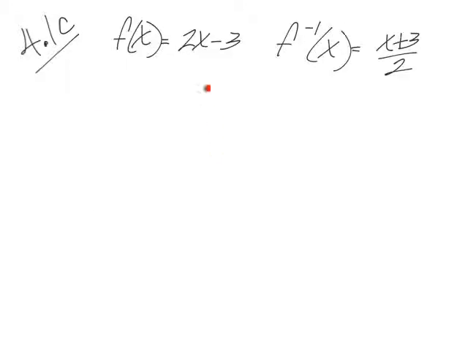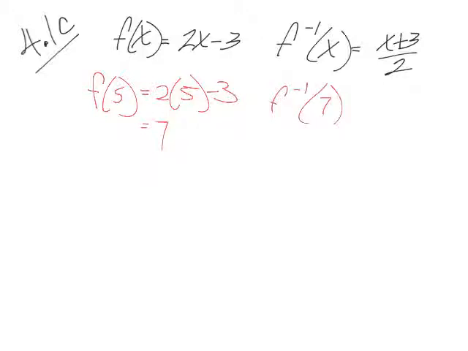Okay, so I erased everything. Here's my original. Here's the inverse. Now, let's see what happens here if I were to put 5 in for my x. It gives me 2 times 5 minus 3, which equals 7. Okay? Now let's go to the inverse, and I'm going to put 7 in here. Seven plus 3 is 10 over 2, which equals 5.